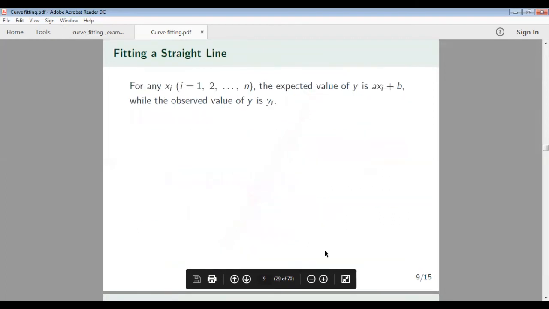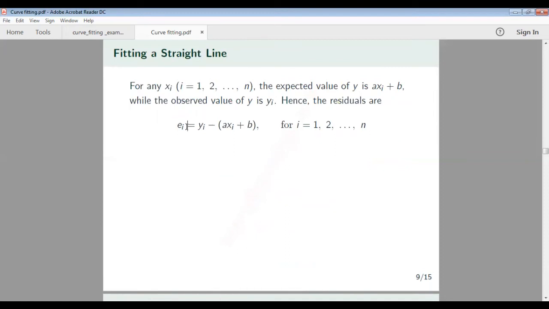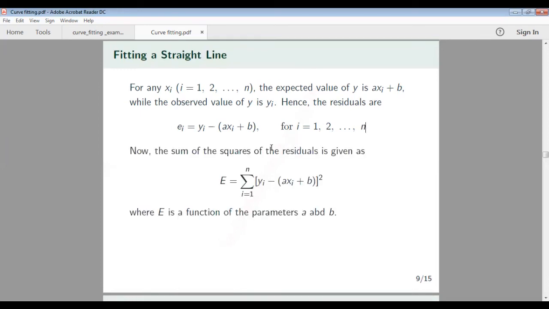We will write the residuals. The general form of the residual is ei equal to yi minus (axi plus b), where yi is the actual observed value when the x value was xi, and axi plus b is the predicted value from the equation ax plus b, for i from 1 to n. So we'll find n residuals here. The sum of the squares of all these residuals is calculated as: E equal to sigma i equal to 1 to n of (yi minus axi minus b) the whole square.